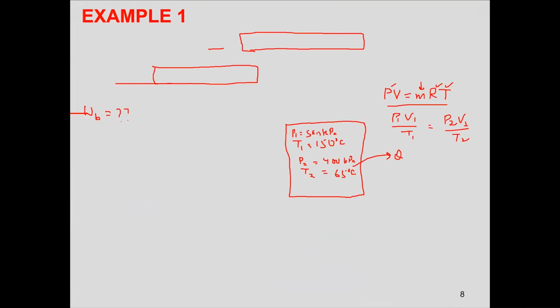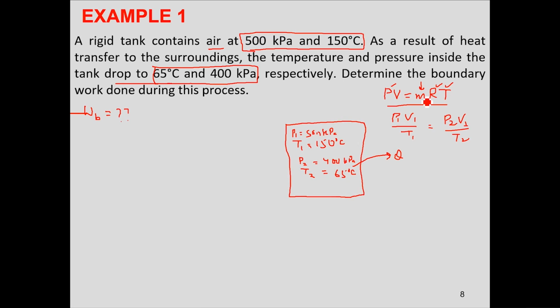Go back to the statement. Have a look at the statement very carefully. A rigid tank. Yes, the critical word over here is the rigid tank. This is the most critical word or the statement. This means that a rigid tank means that V1 is essentially equal to V2, which is essentially equal to constant. So that means dV is essentially equal to 0.